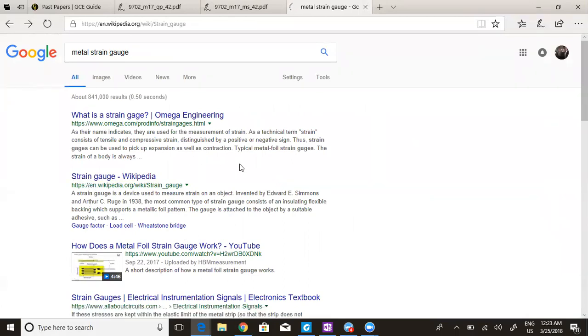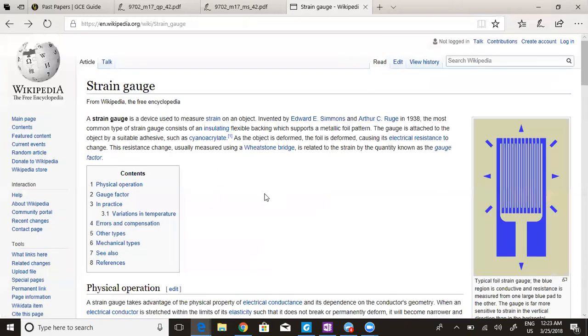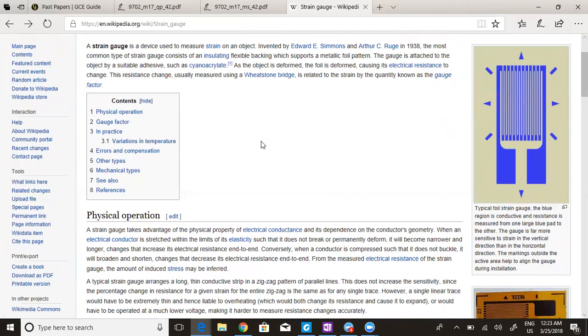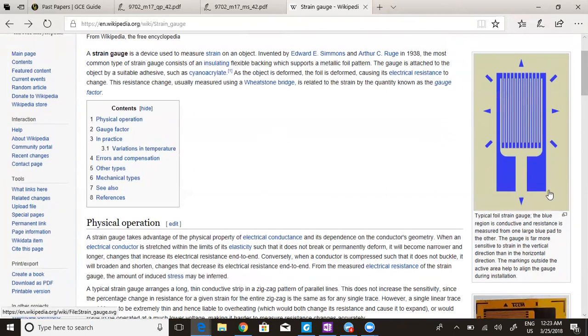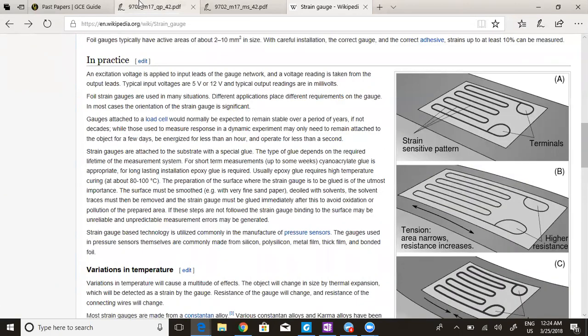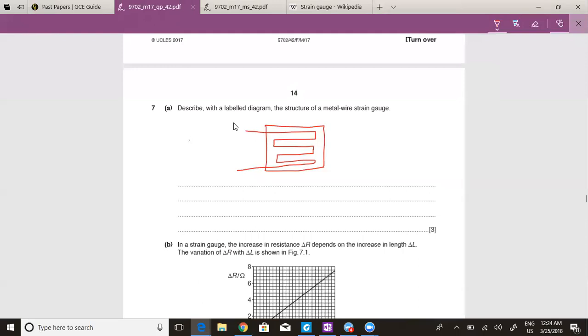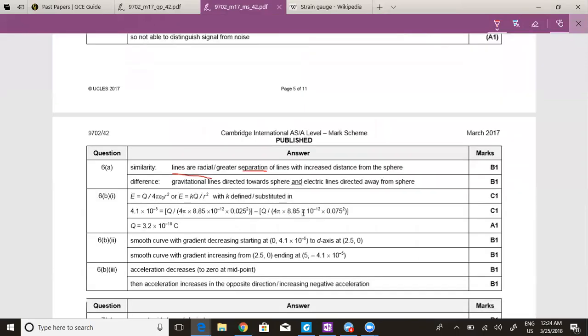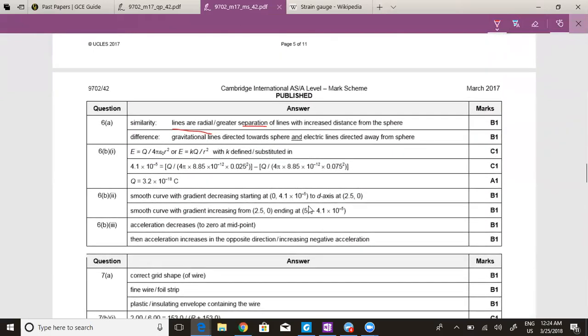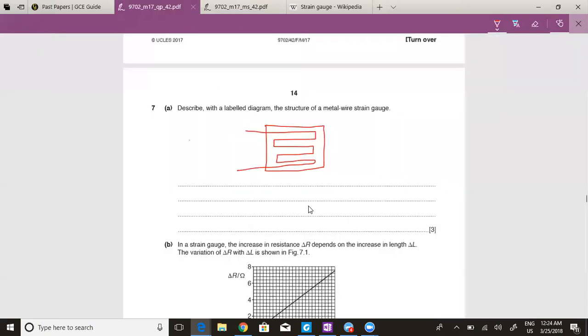Nice. Okay. A strain gauge is used to measure strain on an object. So this is how it looks. Roughly what we made. Okay. And now it has a metal wire, going back to the marking scheme. So it has a grid. It has a fine wire, a foil strip, and a plastic insulating envelope containing the wire. Yeah, this is a fine wire.